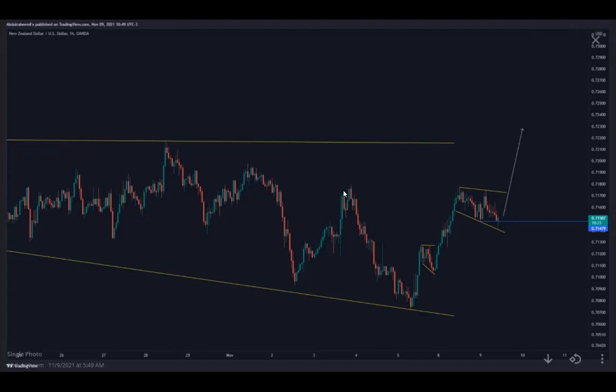No. You can see it? Okay, I can see. Yeah. So from this level here, it's the same level here.